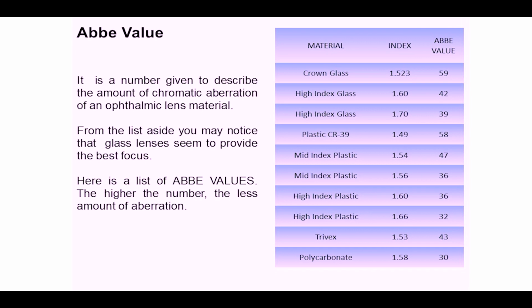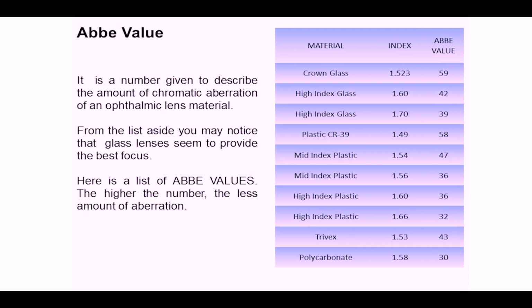So the higher the Abbe value, the less the amount of aberration. The lower the Abbe value, the higher the chromatic aberration. So in this list you will have crown glass having 59 as Abbe value, whereas polycarbonate has 30 as Abbe value. So there is more clear vision, less chromatic aberration in crown glass, as against polycarbonate it is higher, or rather the highest as per the list.